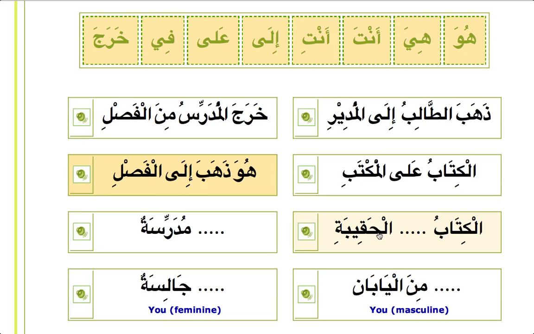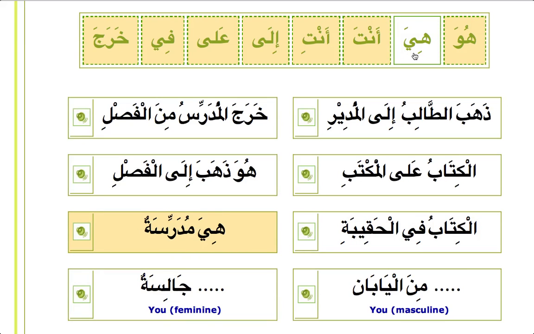So حقيبة, الكتاب dash. حقيبة means bag. So we say the book is in the bag. So in is fi. We say الكتاب في الحقيبة. مدرسة. So this is ta marbuta, feminine. So we need to have a feminine from here. So what we see here. So here, mudarrisatun.